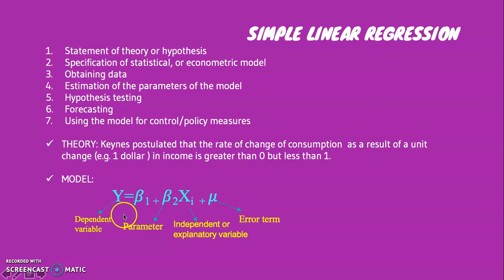Now, this is the econometric model for that theory. Y, as you see here, is the dependent variable. Beta 1 is the intercept or the constant. That is the value that Y will take when X is 0. Beta 2 is the parameter, which will later become an estimate when we've carried out the analysis. X is the independent or explanatory variable. This Greek symbol here is the error term.